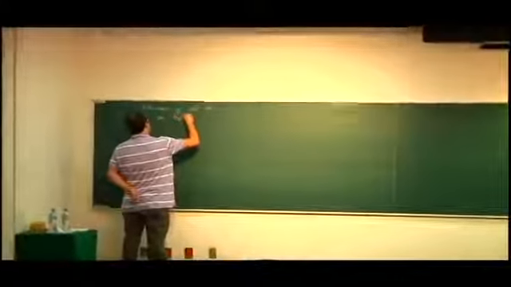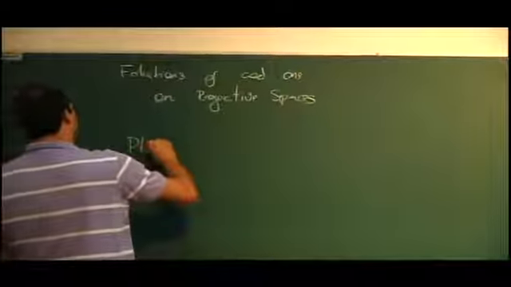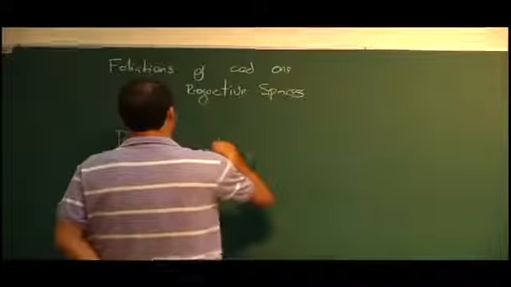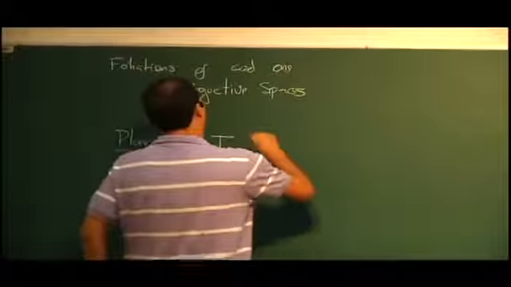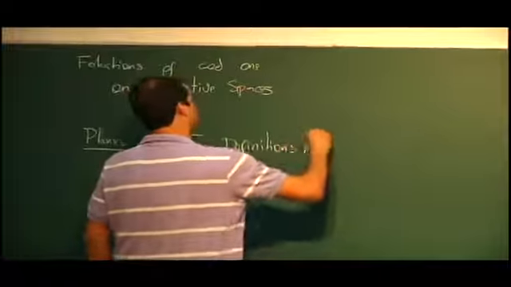So I'm going to talk about foliations of codimension 1 on projective spaces. And the plan of the lectures is essentially the following. So today, I want to talk about definitions and examples.